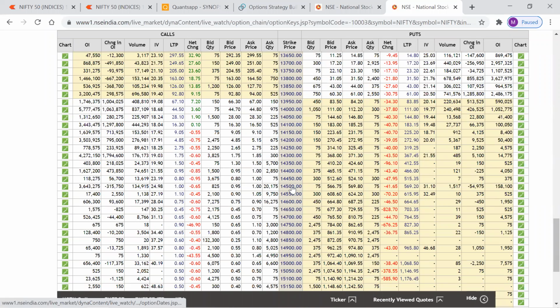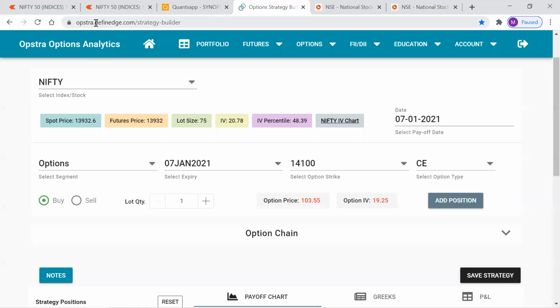If you're bearish, it's just the opposite. If you are bearish, you need to buy put or sell call. I repeat, if you're bullish, buy call or sell put. If you're bearish, buy put or sell call. Whatever you do, you just need to go to Opstra and build the strategy here.